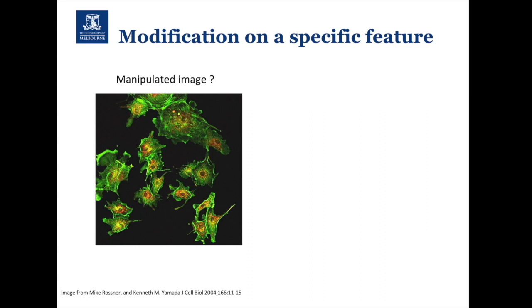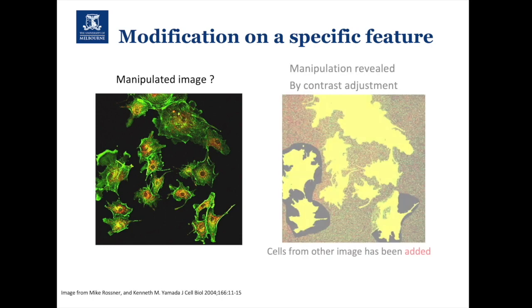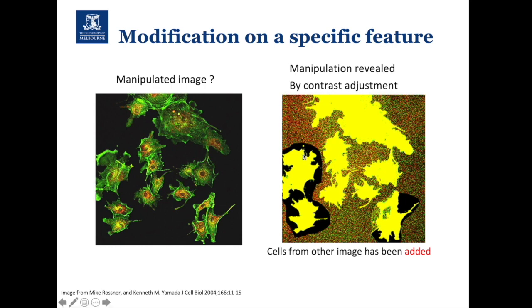Next example is a fluorescence microscope image. In this case, we've got a group of cells. The image looks reasonably okay to me. There's a little bit of saturation in some of the points. But if you do a simple contrast adjustment, you can see the cells in the bottom left-hand corner and the group of cells in the bottom right-hand corner have a different background to the rest of the image, which suggests that they've been cut and pasted in from another image.